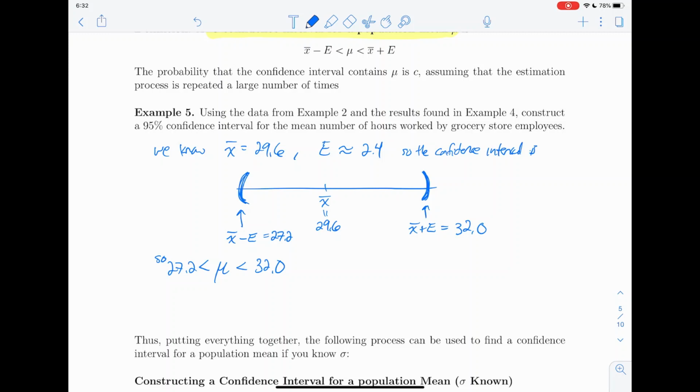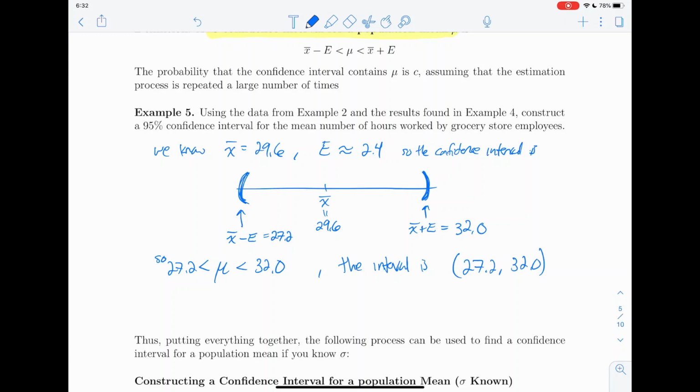And so, if you want to write it in interval notation, the interval is 27.2 to 32.0 with parentheses.